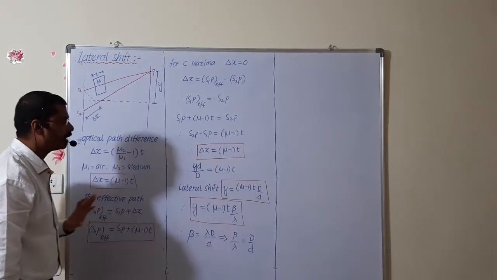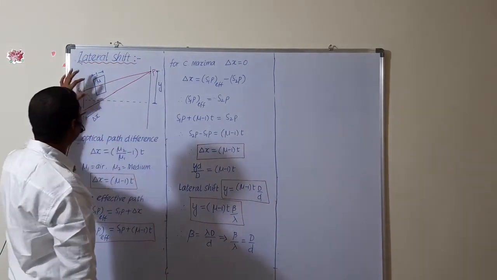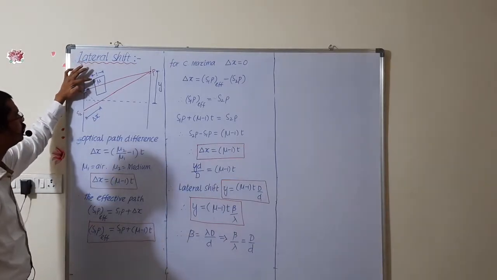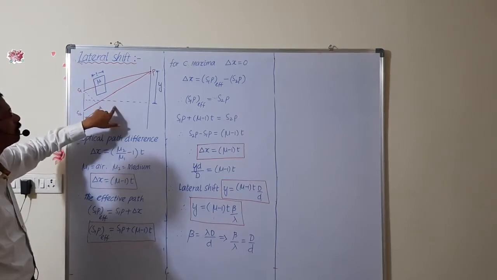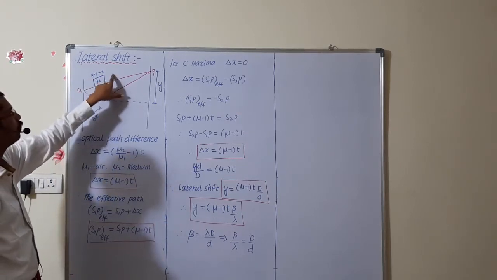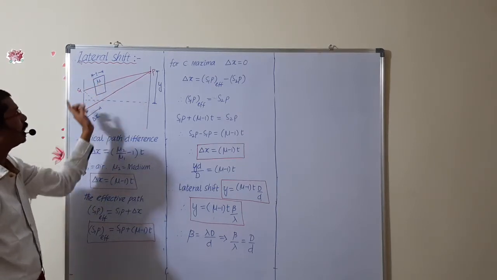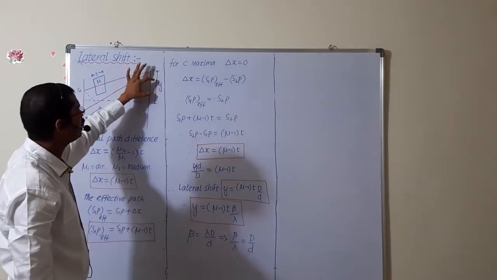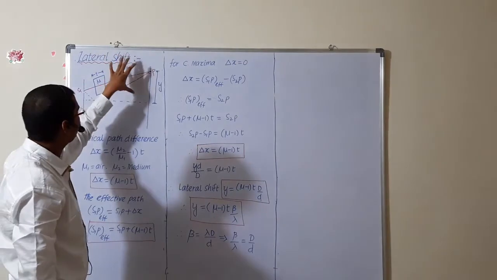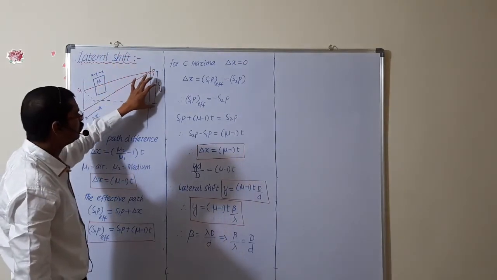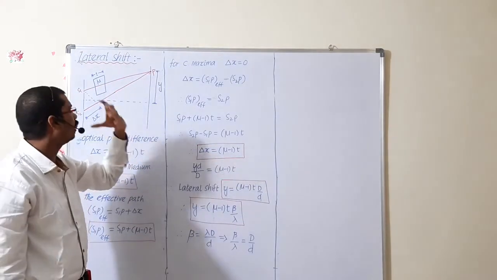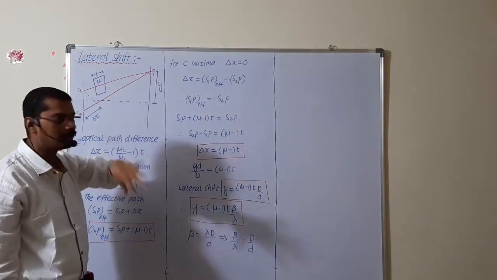This is one condition. Whenever we introduce the glass slab, this formula is applicable whether it is introduced in the first part or the second part, either S1P or S2P. If you substitute, the shift is the way the position is shifted. That shifting, the change of position, we can say displacement, is the lateral shift or lateral displacement.